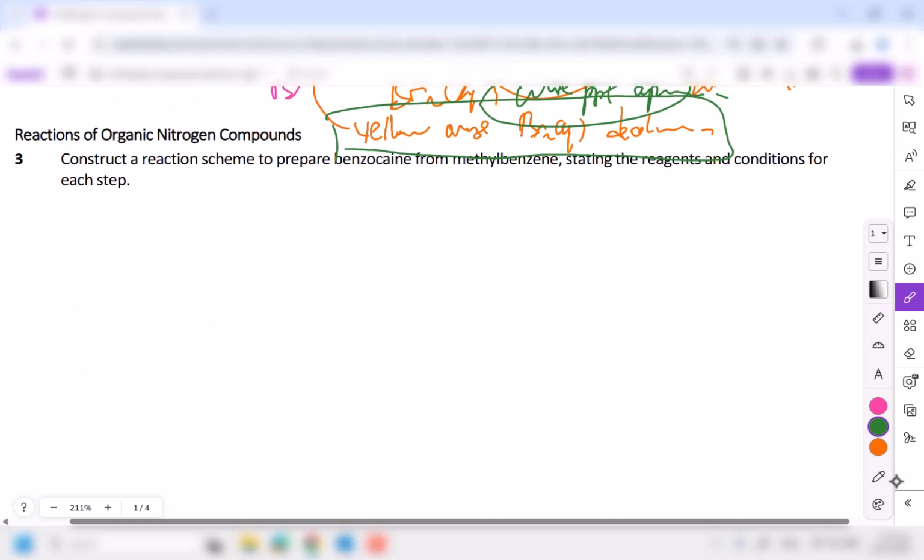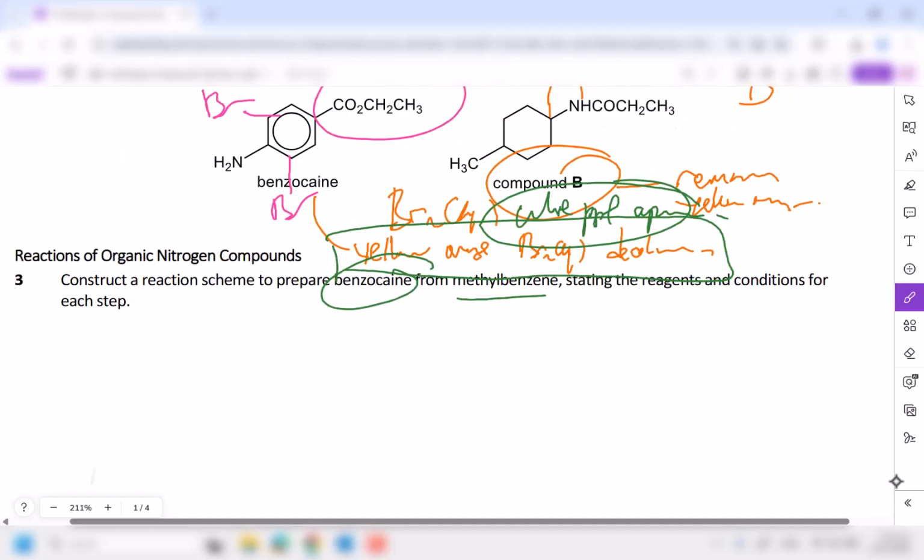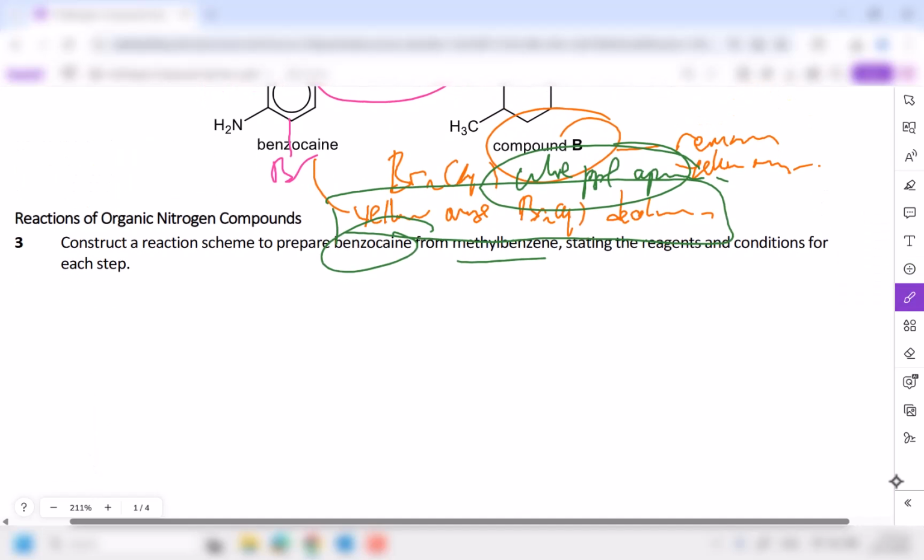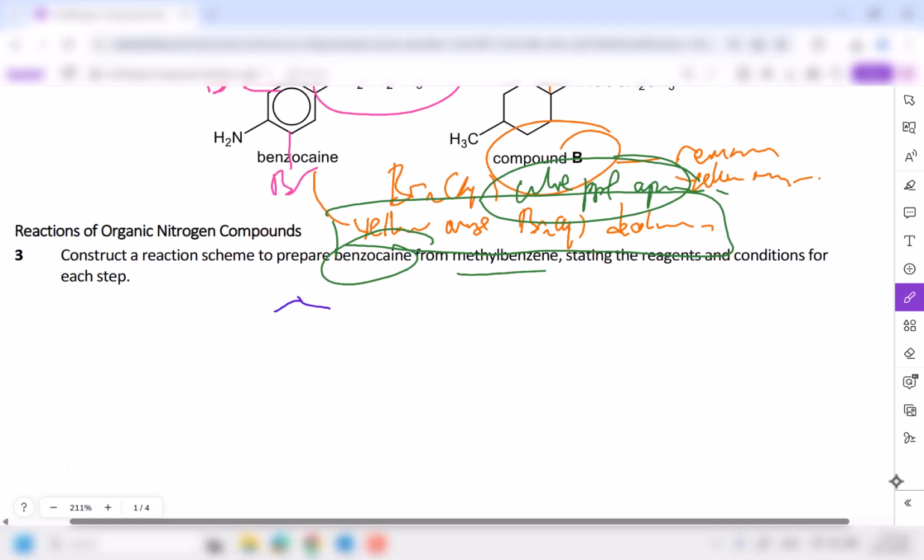Right, okay, question 3. Construct a reaction scheme to prepare benzocaine from methylbenzene, stating the reagents and conditions for each step. So let us do a bit of an analysis. We want to produce benzocaine from methylbenzene. So methylbenzene looks like this. Methylbenzene, and then multiple steps.